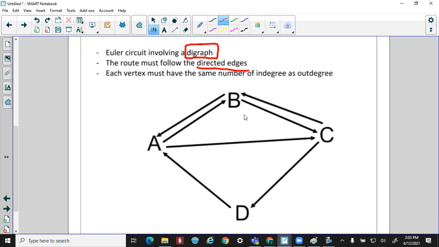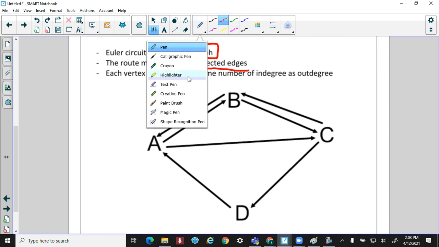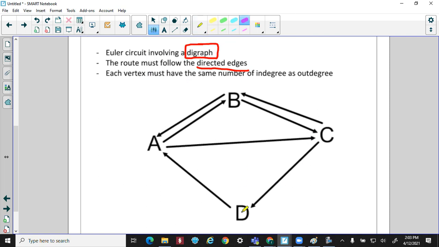All right? So here is my digraph. Notice the arrows. What I mean by you have to go by the arrows is that if you were sitting on D right here, you cannot go back to C. That's going against the arrow. These directed edges are a one-way street. So if you're sitting on D, you have to go to A. You have to follow the arrow.